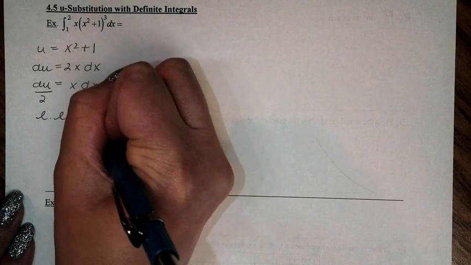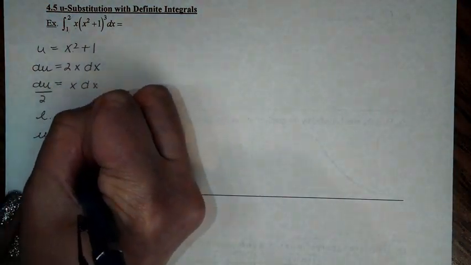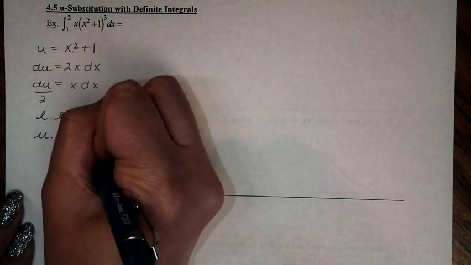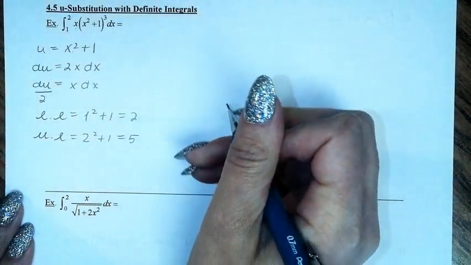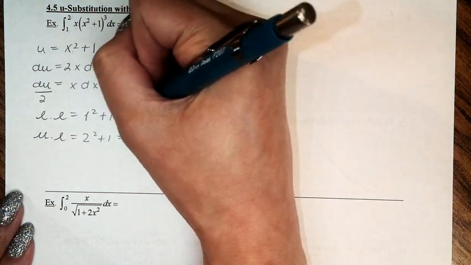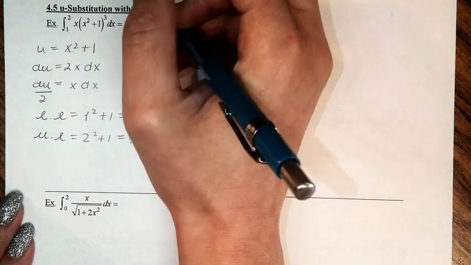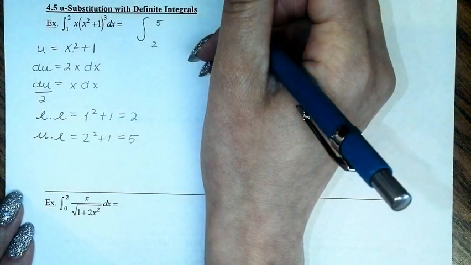So you would have 1 squared plus 1, that gives you 2. And then the upper limit of integration is 2, so you plug it in for x, so it would be 2 squared plus 1, which is 5. So at this point, I'm going to substitute all my stuff here with u, so the integral is going to be from 2 to 5, because those are your new limits of integration.